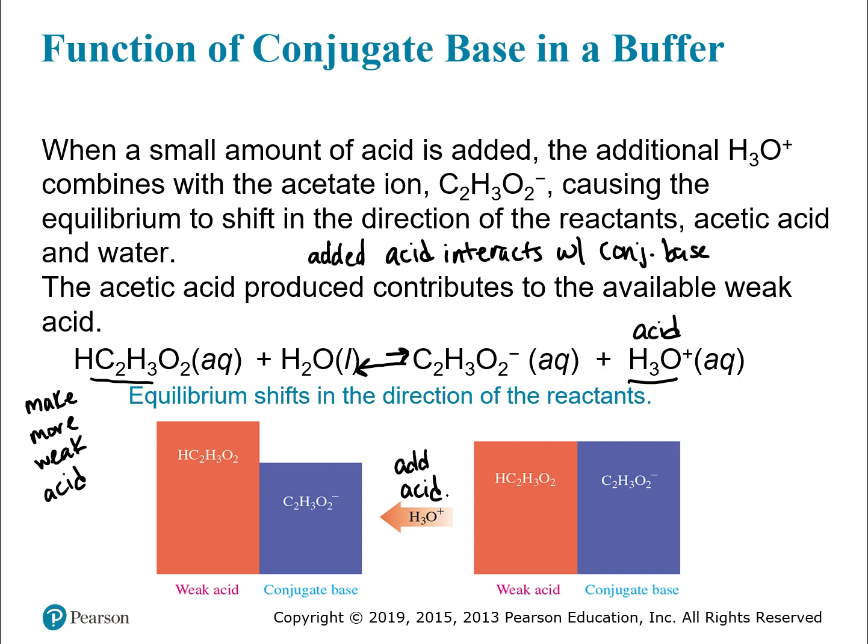So you'll need to differentiate between these two cases. This is what happens for any buffer, regardless of its contents, whether it's acetic acid, formic acid, or any other weak acid, plus its salt. This is what happens. Are we good?